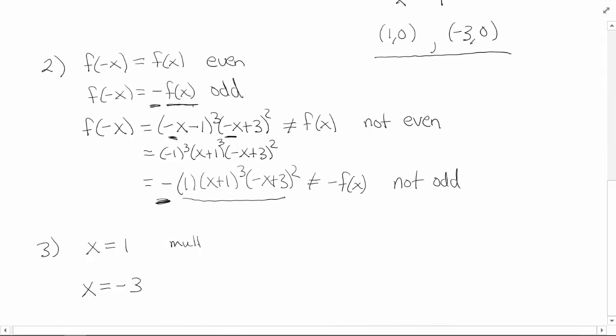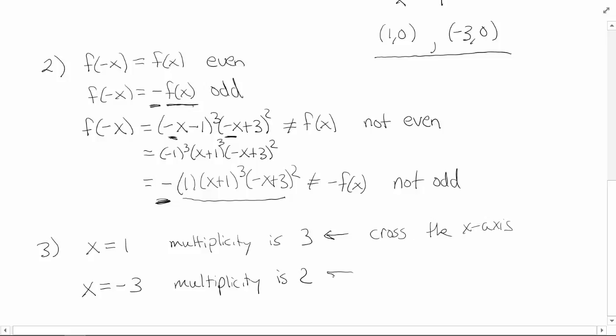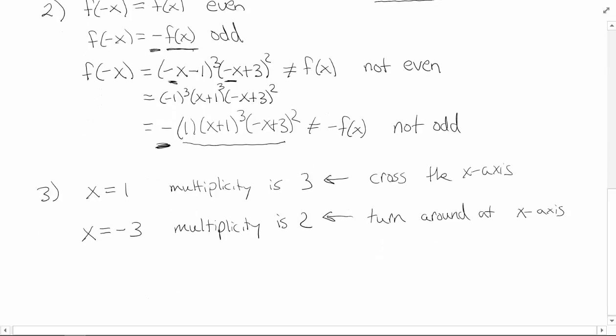So the multiplicity of x equals 1 is 3, and the multiplicity of x equals negative 3 is 2. So odd multiplicities mean you're going to cross the x-axis. And even multiplicities mean you are going to turn around at the x-axis. And the neat thing about how they're going to cross or turn around is essentially x raised to this power. So this is going to cross like essentially a cubic or an x to the third. This is going to turn around essentially like a quadratic or an x squared.